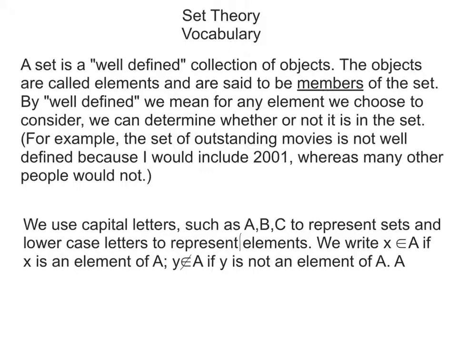We use capital letters, such as A, B, and C, to represent sets, and lowercase letters to represent elements. We write x is an element of A if x is an element of A. We write y is not an element of A, so here you have the crossed out symbol, if y is not an element of A.